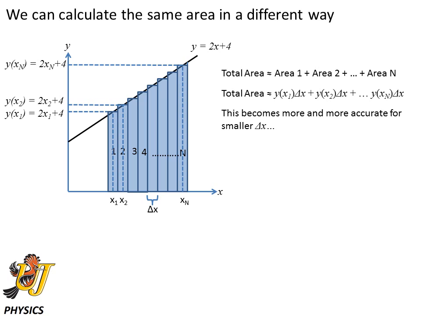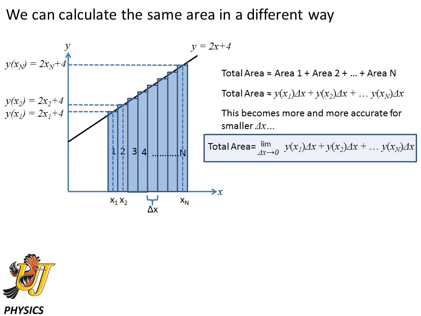Our approximation becomes more accurate the smaller we make these rectangles. So we can write the total area underneath the curve exactly as the sum of the area of all these rectangles in the limit where the width of these rectangles is infinitesimally small. So we end up with an expression for the area underneath the straight line between x1 and xn as a sum of an infinite number of infinitesimally thin rectangles.